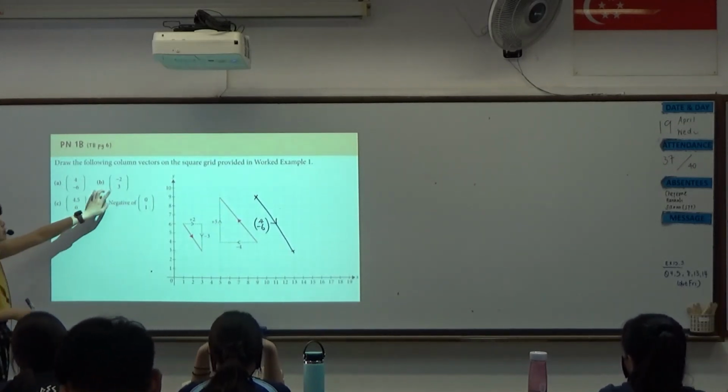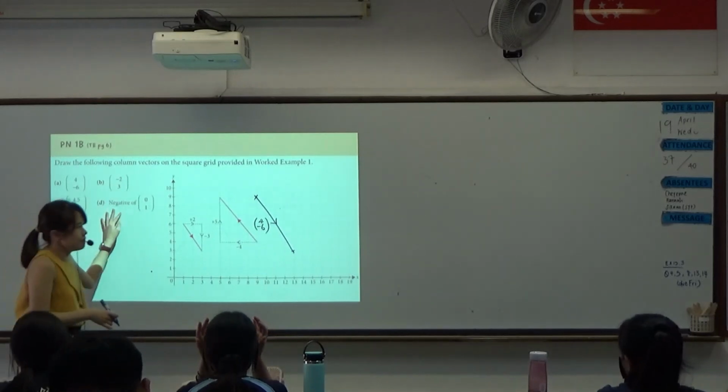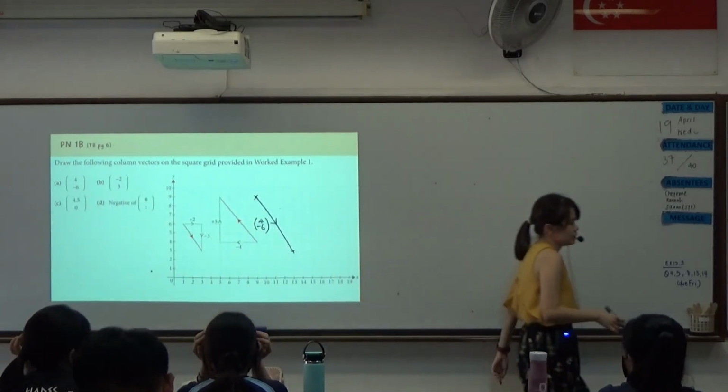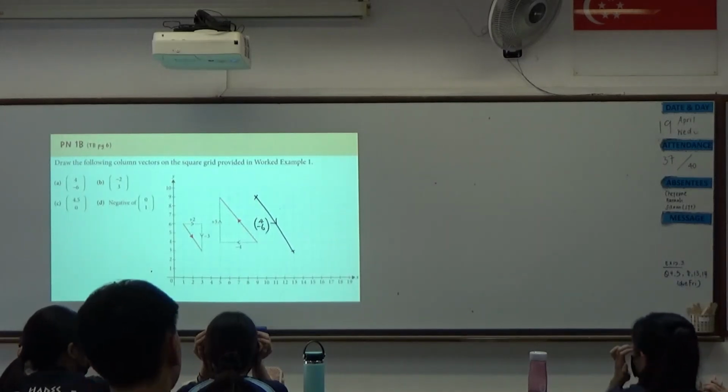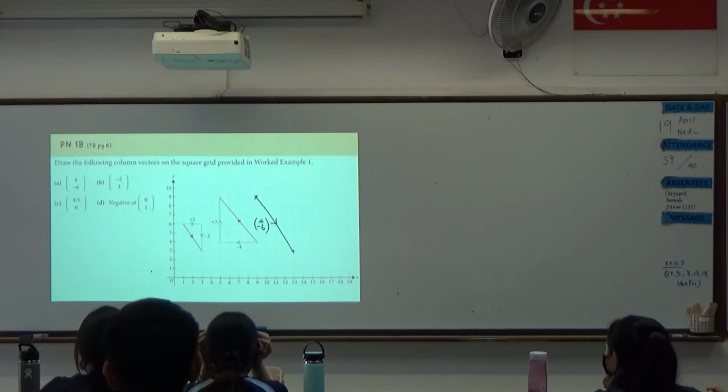I want you to try part B, C, and D very quickly onto that grid that you see in work example 1. Give you about 2 minutes to work on that.